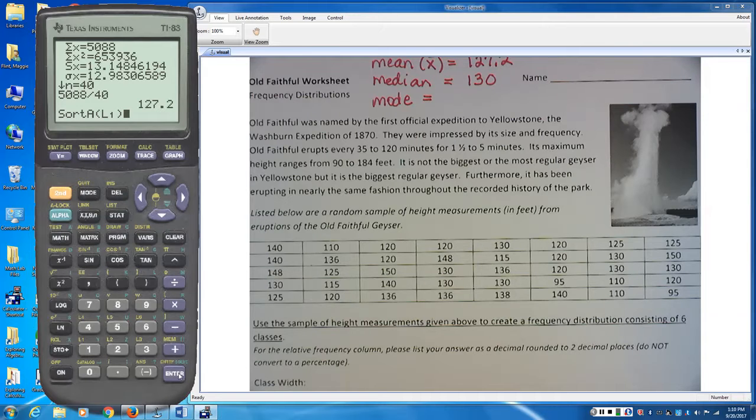And when you click, after you've got sort A and then put L1 in the parentheses and hit enter, it just says it's done. It doesn't show you anything except to say that it's done. But if you go back to stat once you've done that and you look at your data again, now it's sorted from smallest to largest.